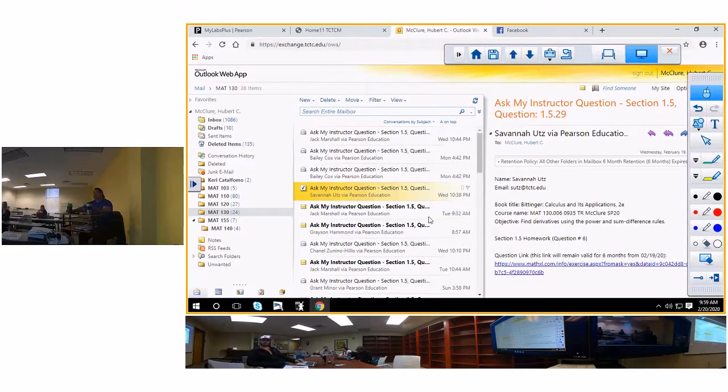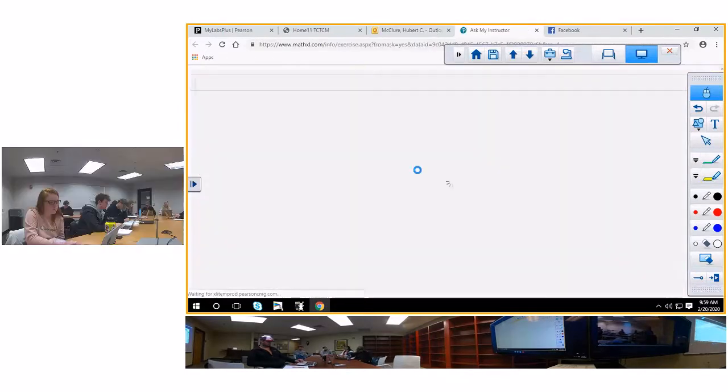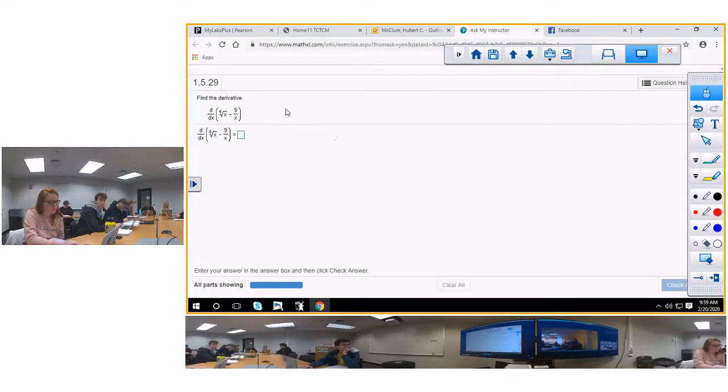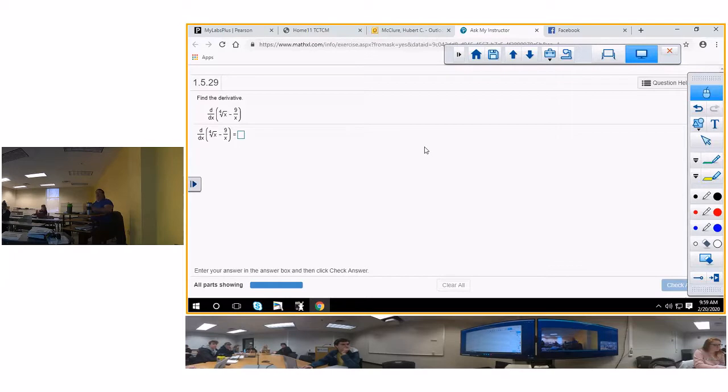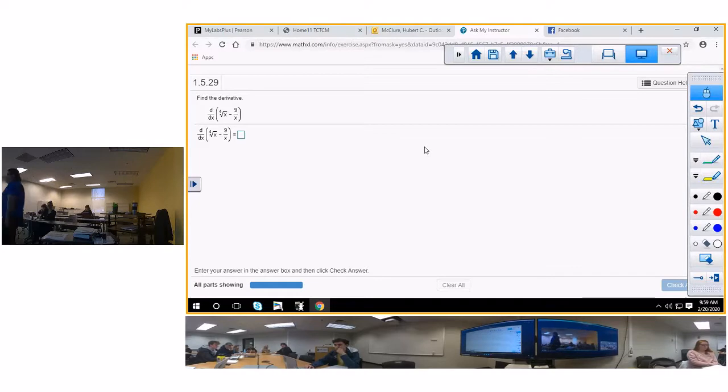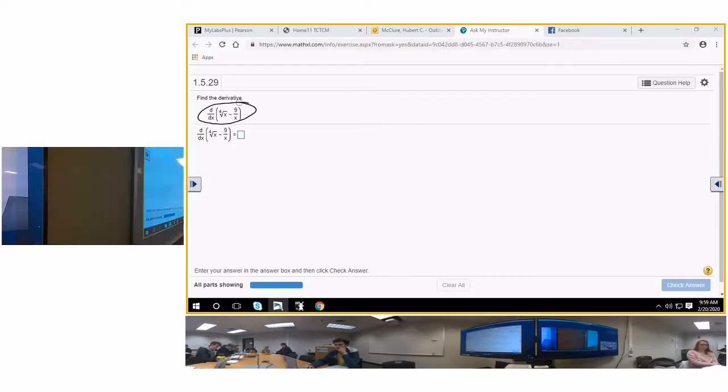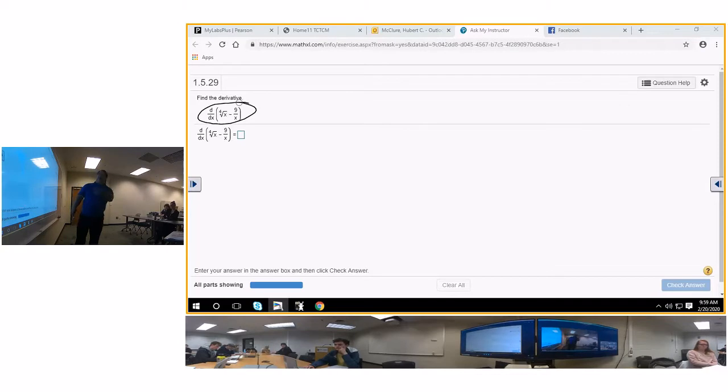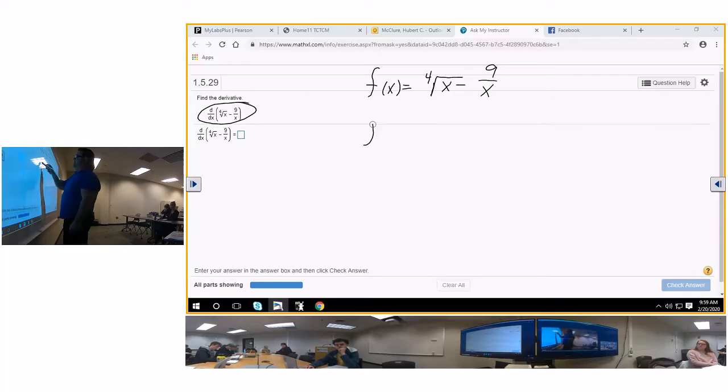So this is 1.5, 29/6. All right, find the derivative. Well, the first thing you're going to do is I'm going to rewrite this, because some of you see this and you're like, what does that mean? Okay, what that means is take the derivative of this. That's what it means. You could say f of x is equal to the 4th root of x minus 9 over x, and now find f prime of x.